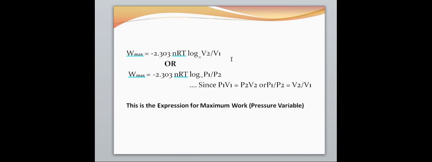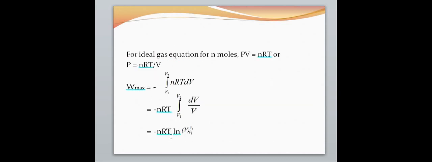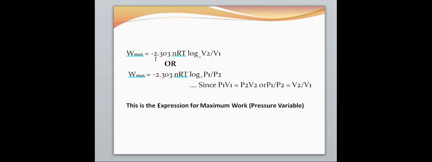Now, when I convert natural log into log to the base 10, I add this factor of 2.303. This factor is added to log to the base 10. So W max now becomes, instead of minus nRT ln V from V1 to V2, minus 2.303 nRT log to the base 10 V2 upon V1.